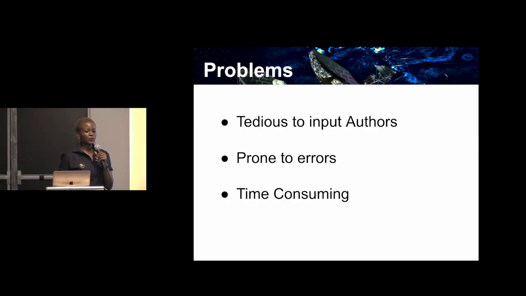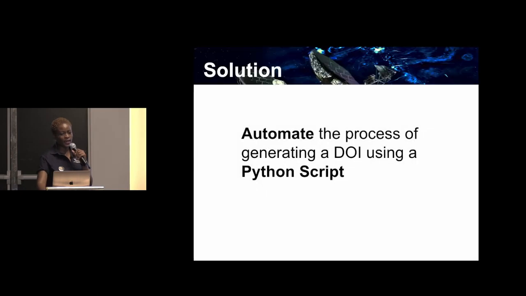We actually had a case study where a developer had half a day to input 100 authors when they were creating a DOI. And that is time that could be used for other stuff like developing or any productive work. So now we had to get into a dimension where we are saying, what could be the solution of eradicating the time consumption that it takes to create a DOI? So then we thought of Python because it's simple as well as adaptable. So we thought, how about we create a Python script to automate this process? Automate the process of generating a DOI using a few commands.